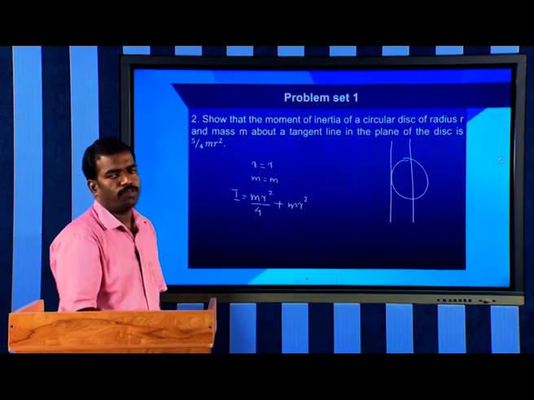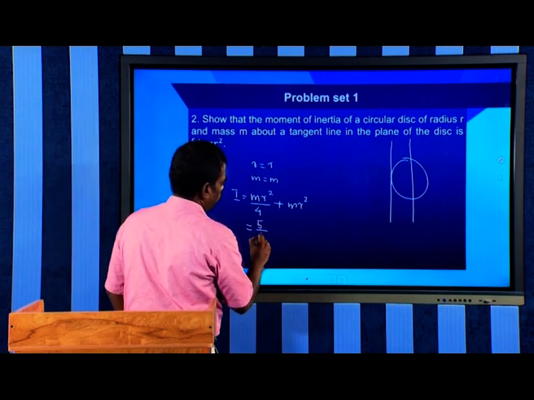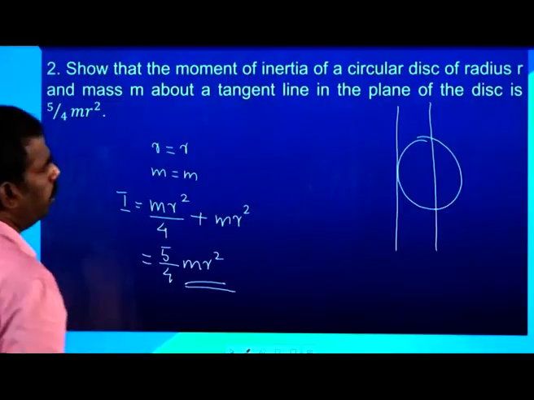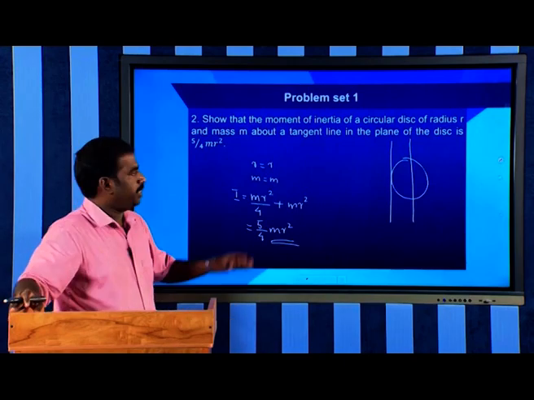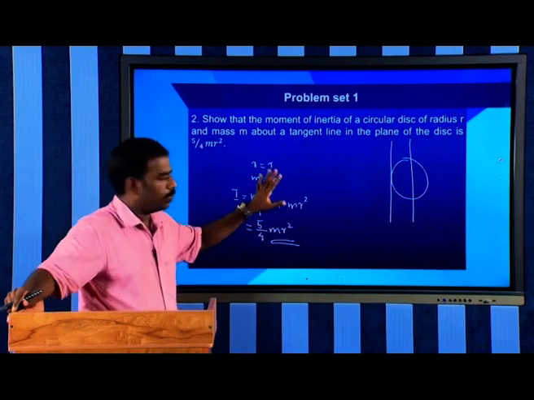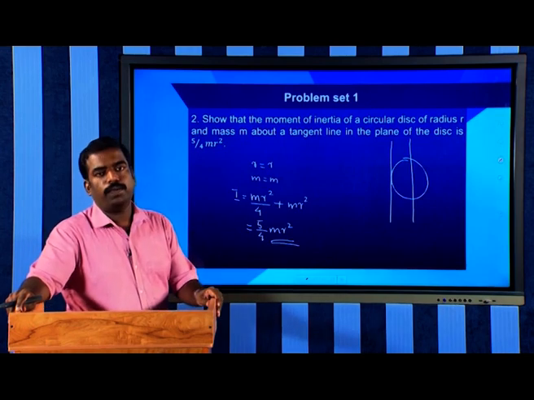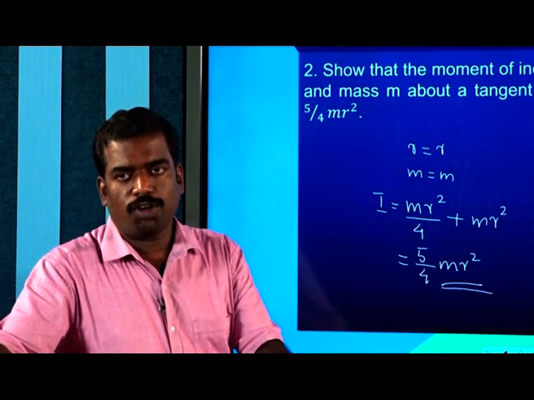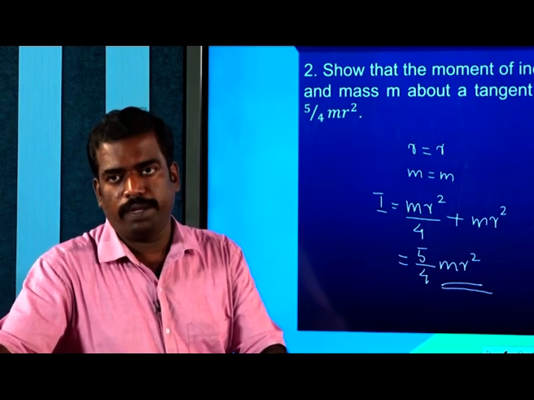So, it is m r square by 4 plus m r square, which is nothing but 5 by 4 m r square. So, in this way you can prove the moment of inertia of a circular disk about the tangent line is 5 by 4 m r square. So, just understand the concept and apply those formulae, that is it. The problems are very easy in the dynamics topic. Just understand the concept and know what formulae we need to apply.